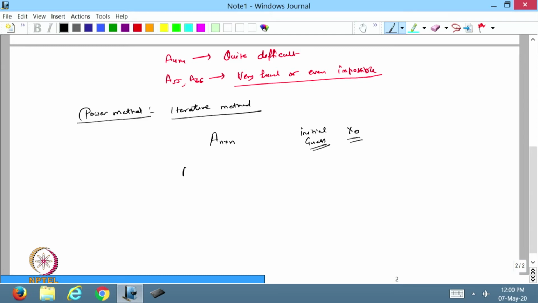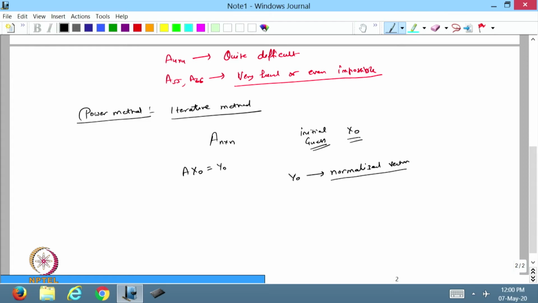Now, what I do is take A x naught. So, I will get another vector, and I call that vector maybe y naught. This y naught is a vector. Now I reduce this vector into the normalized form. Whatever vector y naught I am getting, I will convert it to a normalized vector.